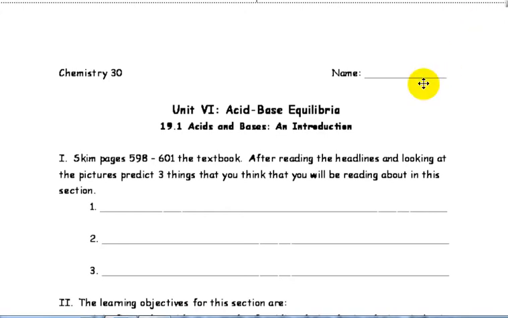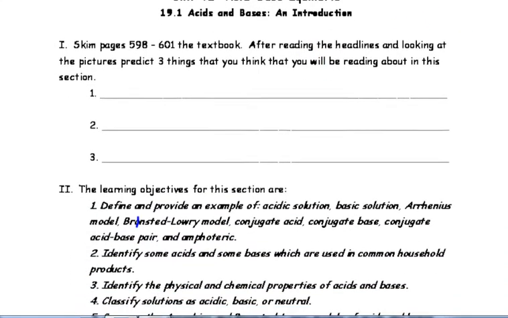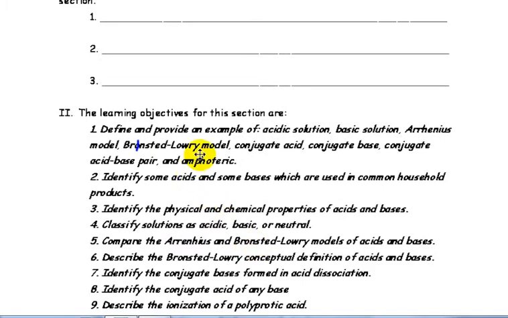Welcome back, Chemistry 30. This is the start of the Unit 6 Acids and Bases section. So this is booklet 19.1. And what we'll be looking at here is define and provide examples of acidic solutions, basic solutions, Arrhenius model, Bronsted-Lowry model, conjugate acid, conjugate base, conjugate acid-base pair, and amphoteric.